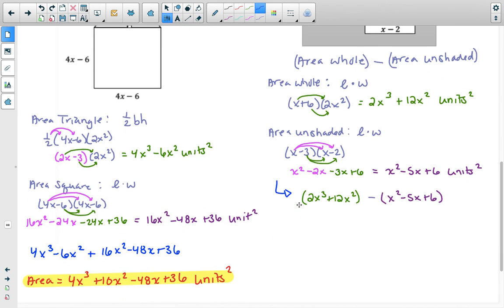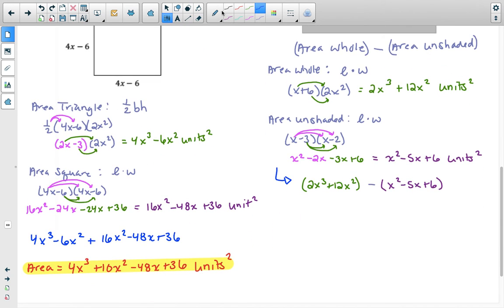So now let's rewrite this so that we can combine our like terms. Since we're subtracting, we want to get rid of the parentheses. There is a positive in front of our first set, so everything will stay the same. We'll have a 2x cubed, a positive 12x squared. Since we have a negative in front of the second set, all of the signs will change. So our x squared turns into a negative x squared, our negative 5x turns into a positive 5x, and our 6 turns into a negative 6.